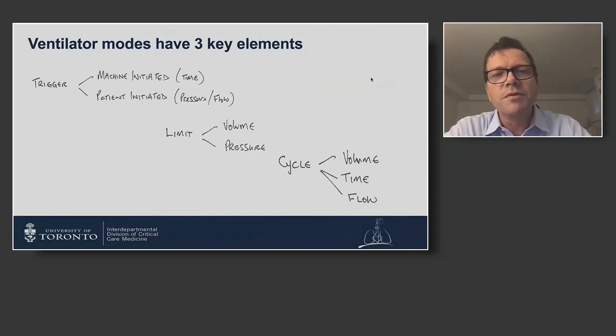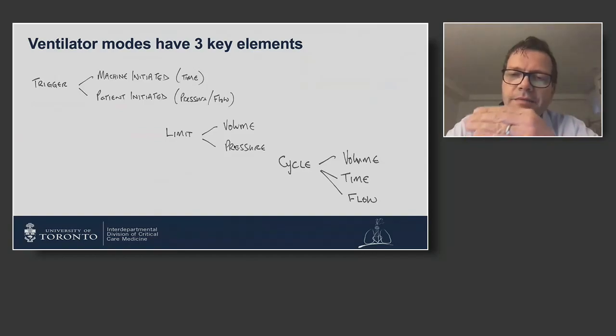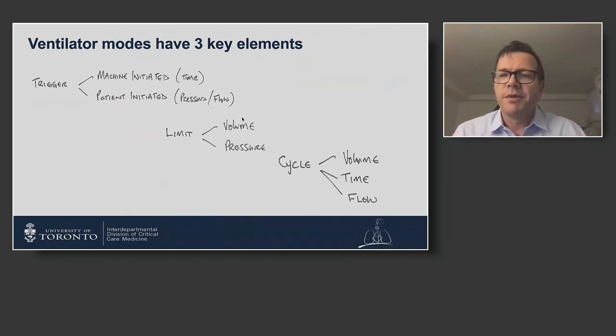So most modes of ventilation can be patient initiated, and some can be machine or patient initiated, and we'll get into that in a little more detail in a minute. Limits can generally be either volume or pressure, as we've said already. And how the ventilator switches from active inspiration to passive expiration, letting the patient's elastic recoil breathe out for them, can depend on the mode. It might be volume related, time related, or flow related.